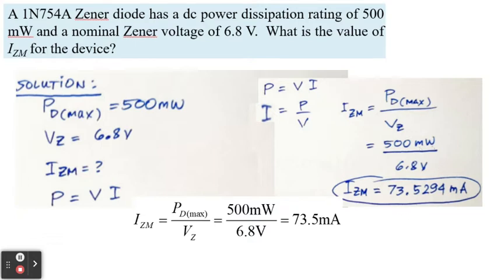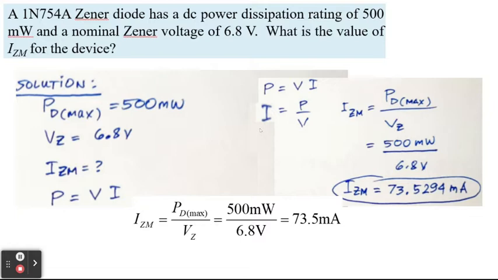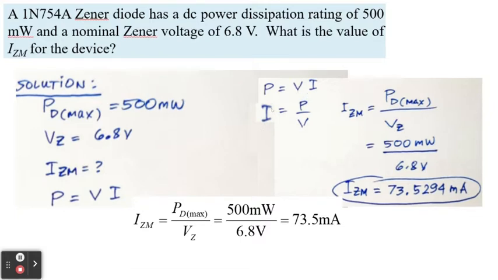Of course, because this is milliwatts, the answer will be milliamperes. It's important to write the unit after calculating the IZM. If you want to make this amperes, you have to divide it by 1000, and this will be 0.0735294 amperes. Now, in the slide, we have IZM equals PD max over VZ. It's the same as what I have done here, but what I did is just to show you that the power can be calculated by VI and the I will be equal to P over V.